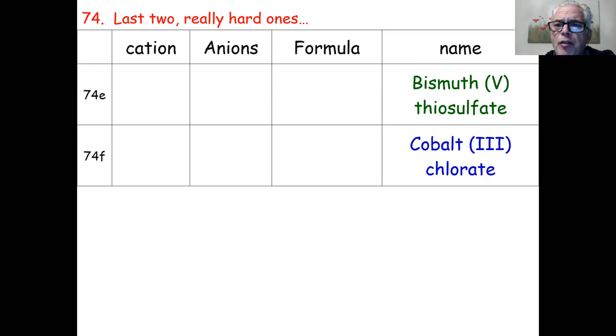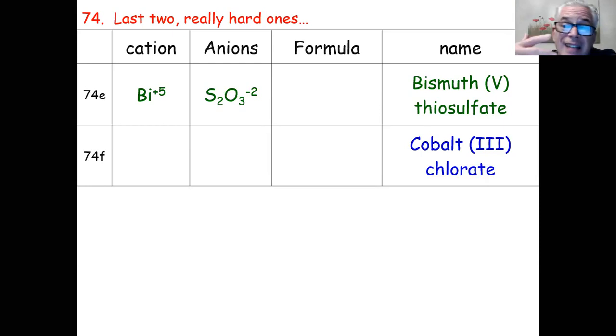74E, bismuth. Oh, Roman numeral business. We've got Roman numerals with polyatomics. That's fine too. Write the ion charges. So for this one, bismuth, Roman numeral 5, is a +5 ion. And thiosulfate is right over here, the last one. It's S2O3: 2 sulfurs, 3 oxygens, gains 2 electrons.